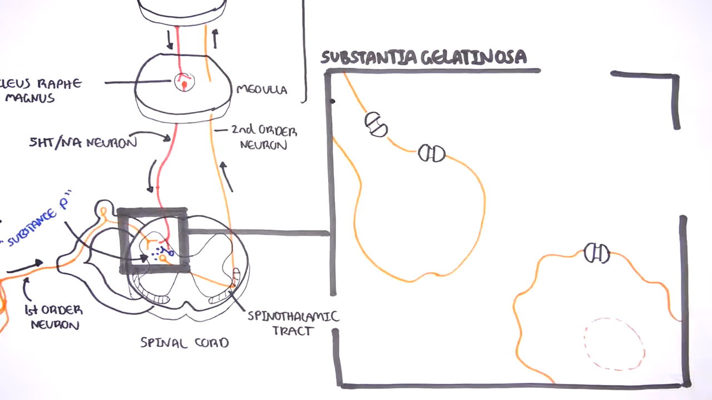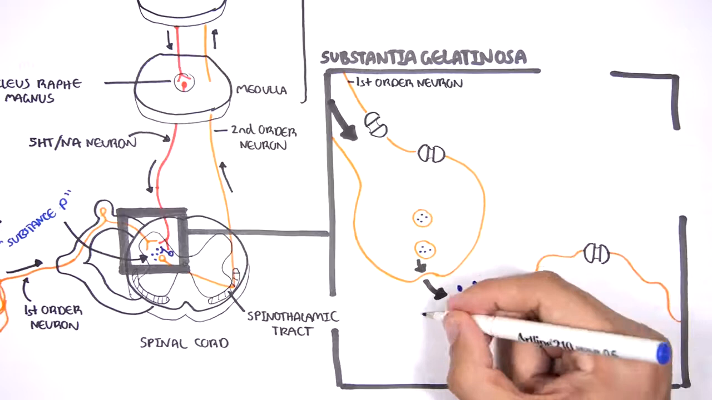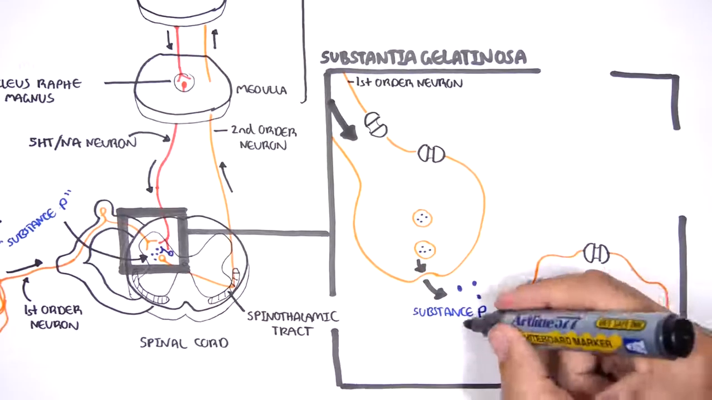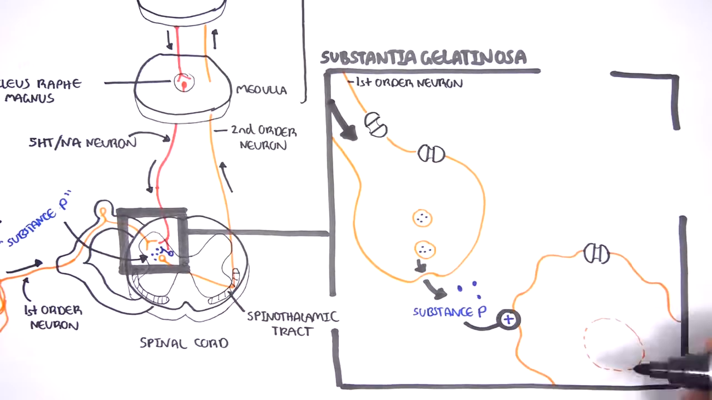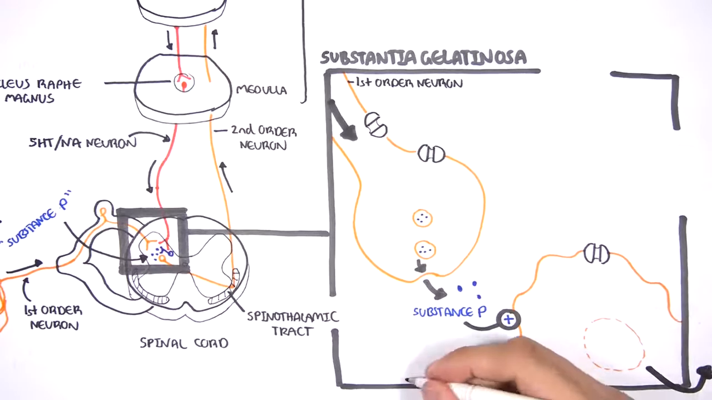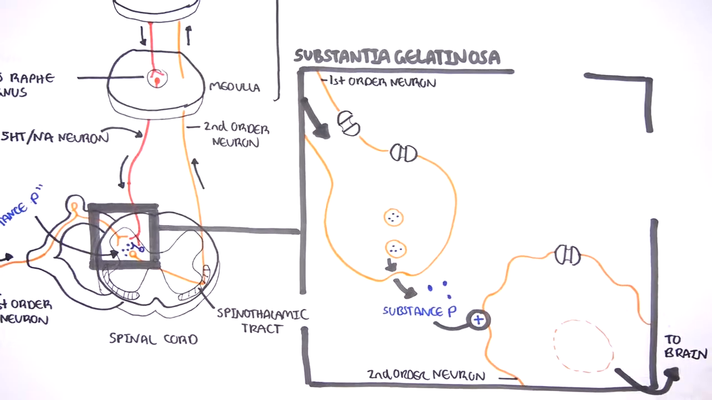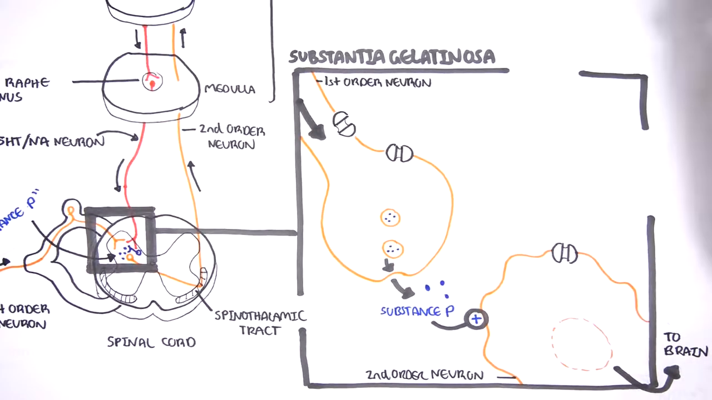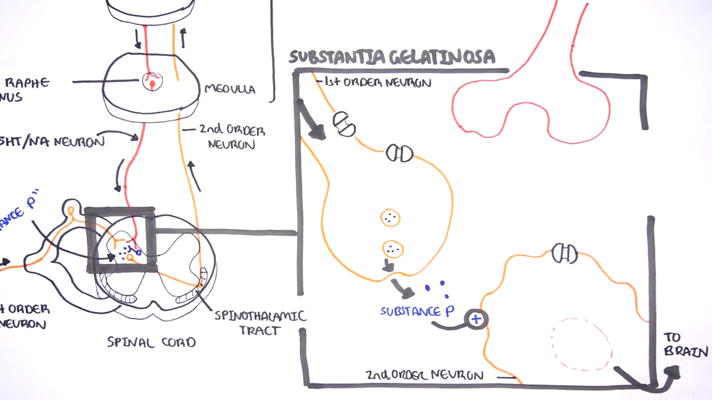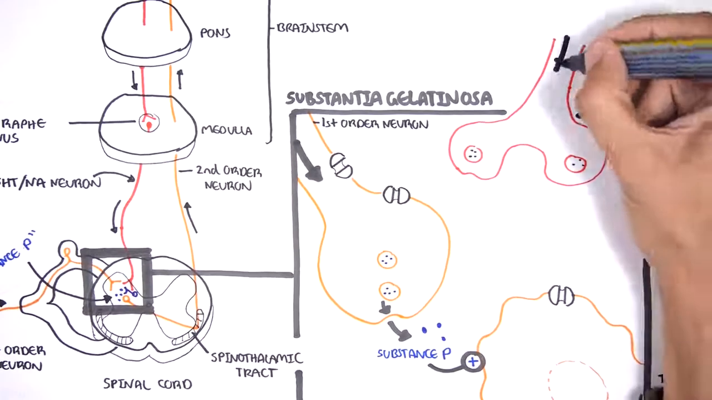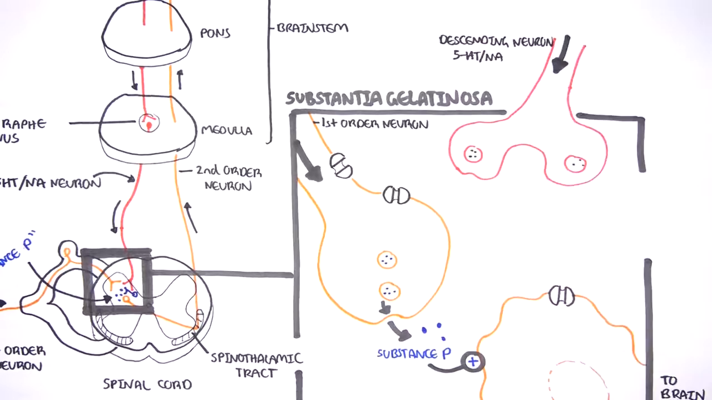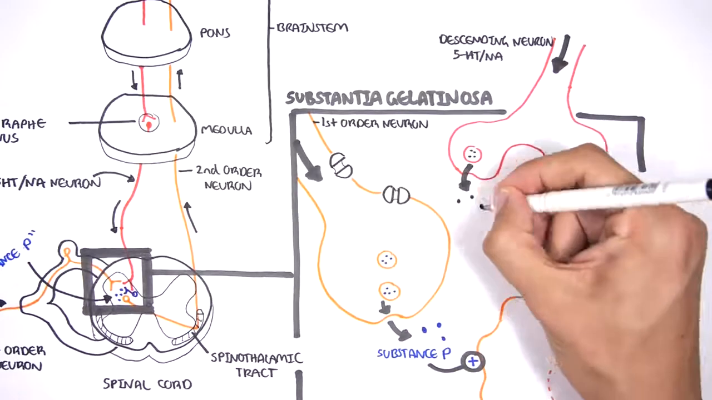The first order neuron will bring in an action potential, which will eventually stimulate vesicles to release its content into the synaptic cleft. The content here in this case is substance P. Substance P will stimulate the second order neuron. The second order neuron is stimulated and will propagate an impulse up to the thalamus via the spinothalamic tract. Coming down from the medulla here in red is a neuron from the descending pathway, the serotonin noradrenaline neuron, which will release its content, serotonin and noradrenaline.